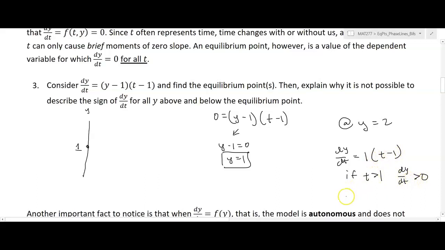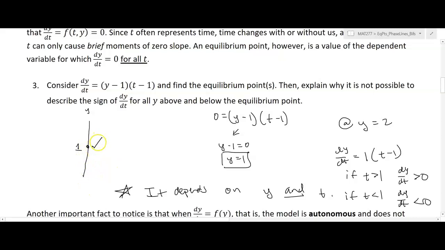So if I put in time 2, 1 times (2 minus 1) is positive 1, and therefore I'm going to have a positive slope. But if t is less than 1, so for all moments before time 1, even though my value of y is 2, which is bigger than my equilibrium point, in this case dy/dt is less than 0. So the key here is that it depends on y and t. And so just knowing what the equilibrium point is, even though it is the case that y equals 1 is an equilibrium point, what happens when y is bigger than 1 or less than 1 begins to now also involve t.